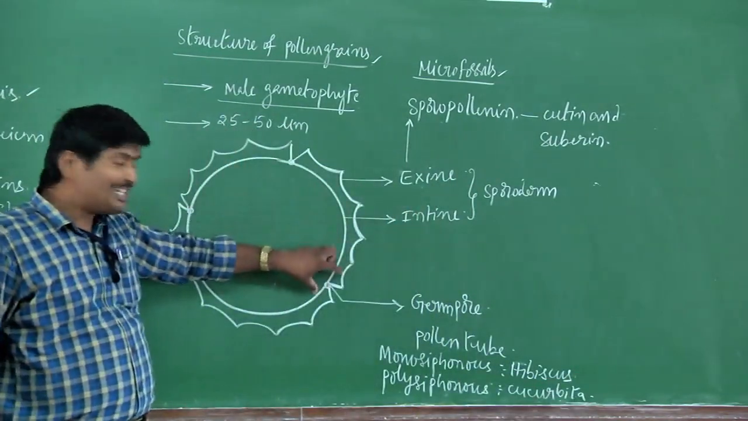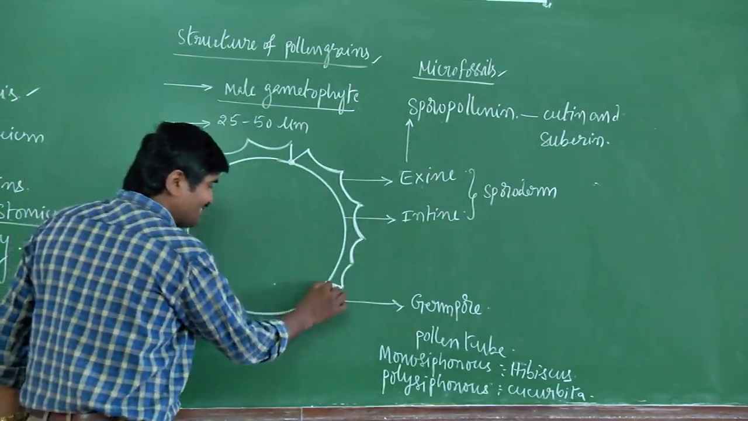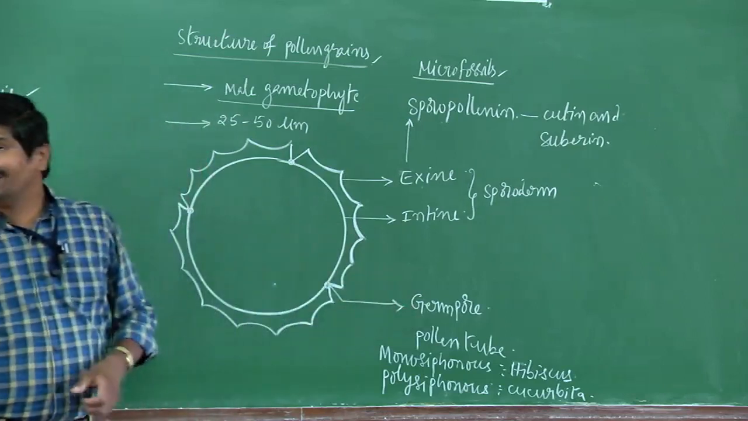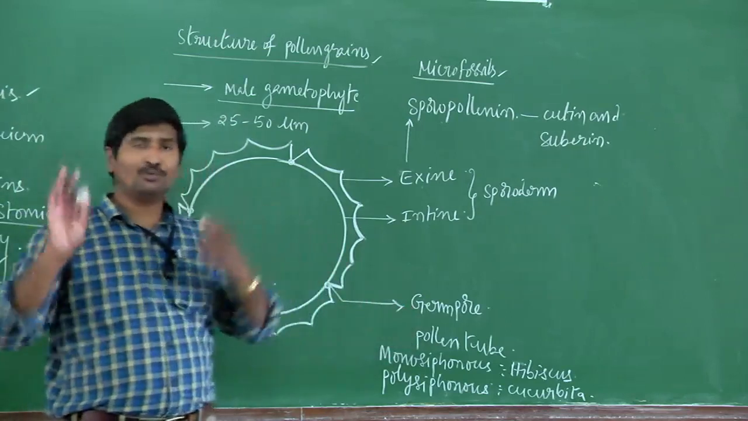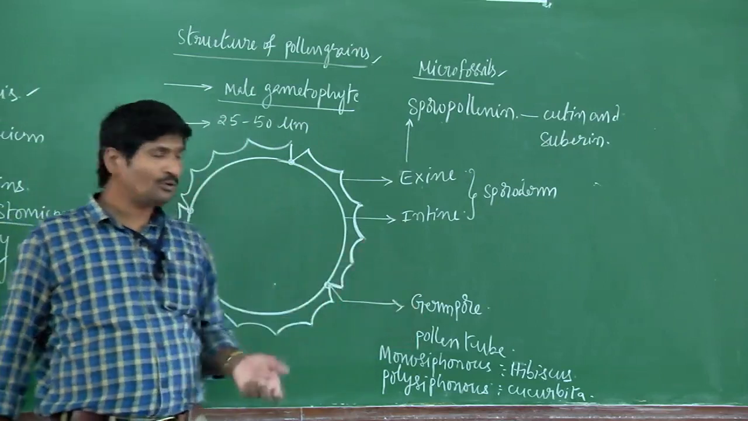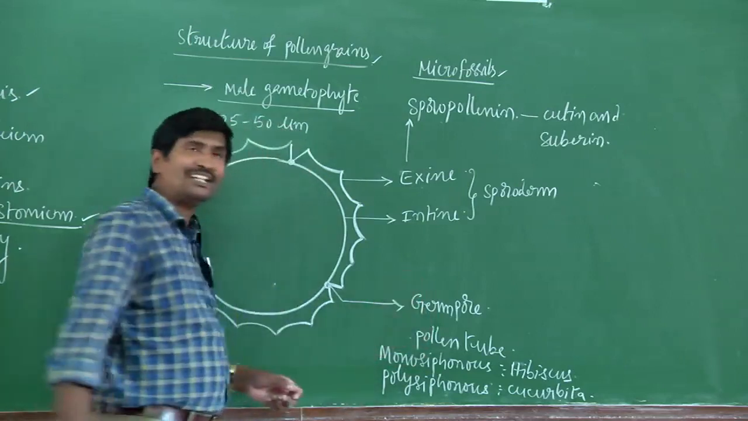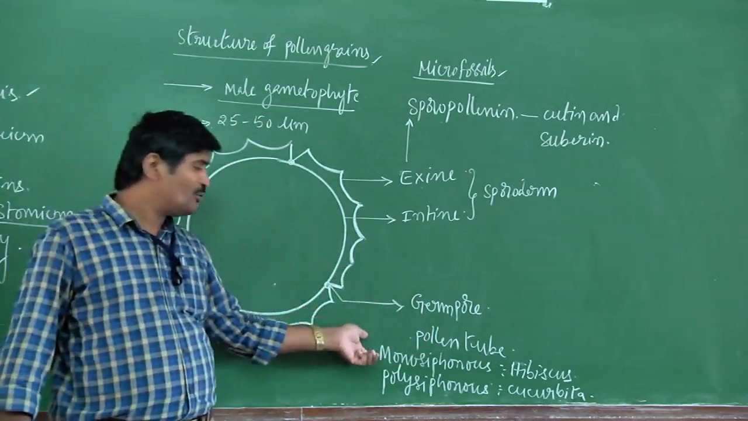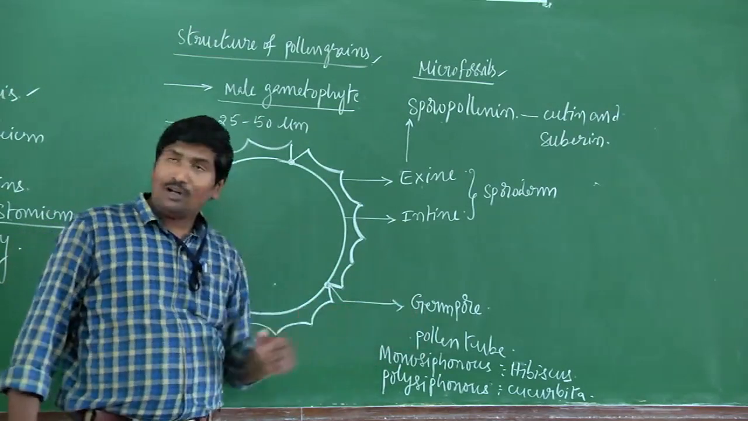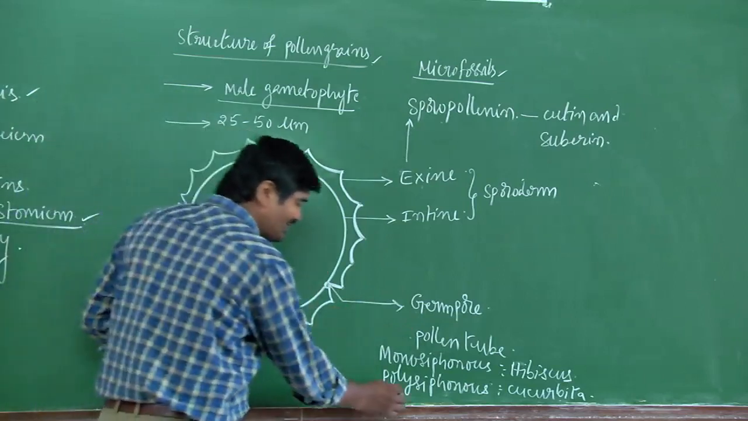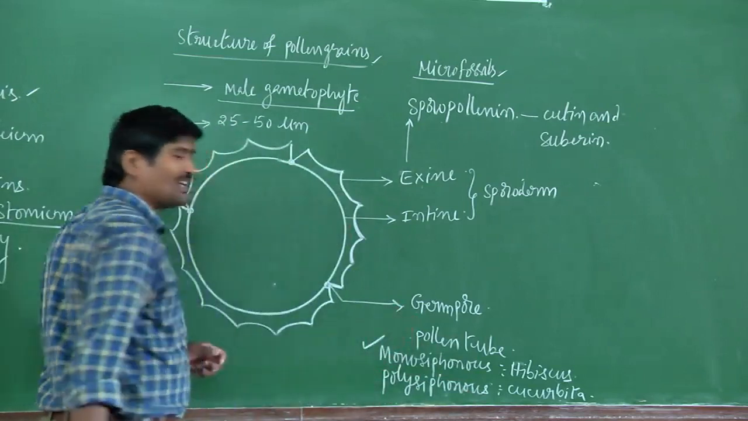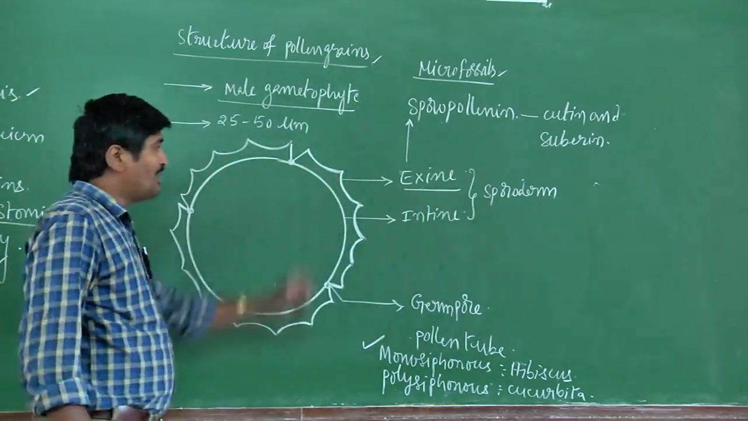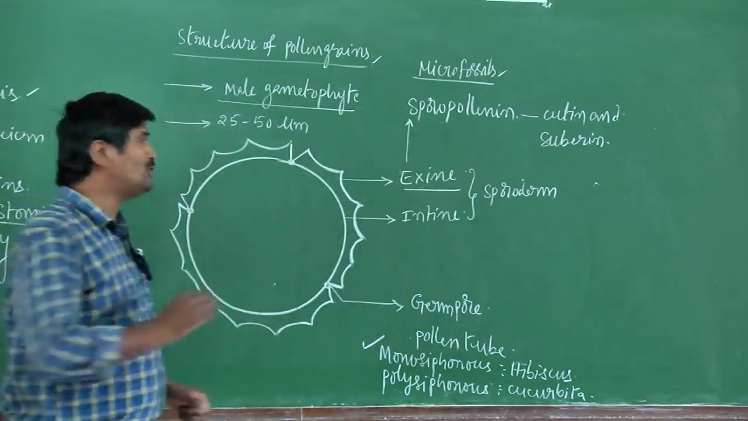So particularly here, the intine layer comes out through the germ pore during pollen germination to form the pollen tube. That is the main function of the germ pore. The pollen tube is developed from the region of the germ pore. Only one pollen tube comes out from the germ pore in monosiphonous; many pollen tubes come out in polysiphonous. Monosiphonous is the common type. Next, this exine is further differentiated into two layers.